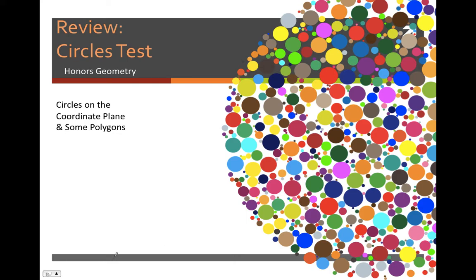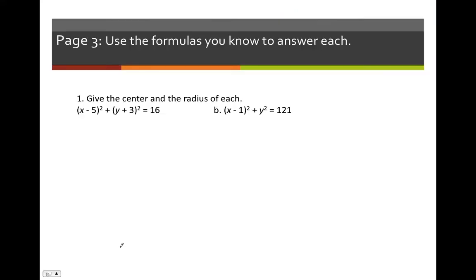The fourth part of this review is dealing with circles in the coordinate plane and then some polygons. So give the center and the radius of each. So this is your H, your K, and your R, but it's squared. So my center will be 5, -3, and the radius is the square root of 16, which is 4.